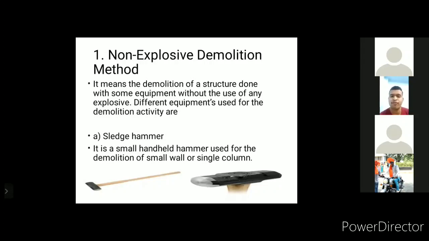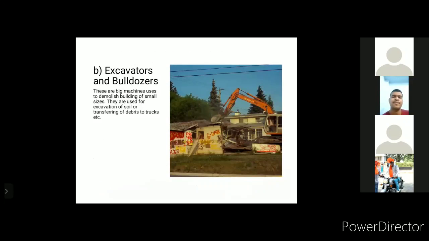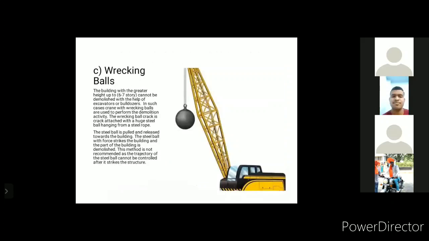These equipments are as follows. First is the sledgehammer. A sledgehammer is a small handle hammer used for demolition of small walls and single columns. Excavators and bulldozers. These are big machines used to demolish buildings of small sizes. They are used for excavation of soil and transferring of debris to trucks, etc.